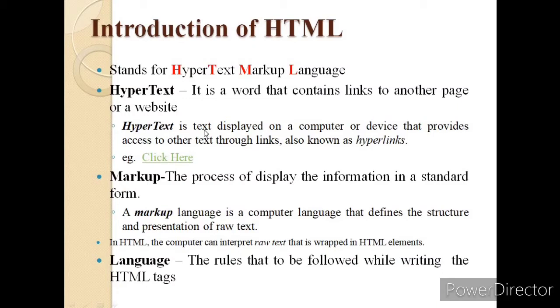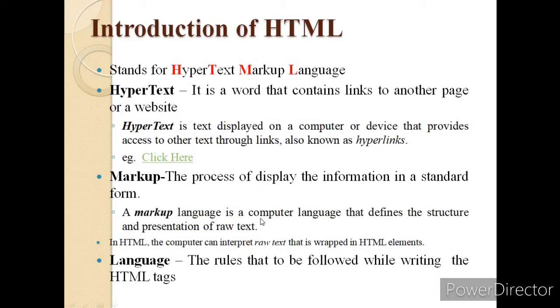Hypertext is text displayed on a computer or device that provides access to other text through links known as hyperlinks. For example, here you can write the web page address, but here I have given the location in my system. You can see here it locates to the E drive, the folder of CBSE 10th IT folder in the E drive. Markup: the process of displaying the information in a standard form.